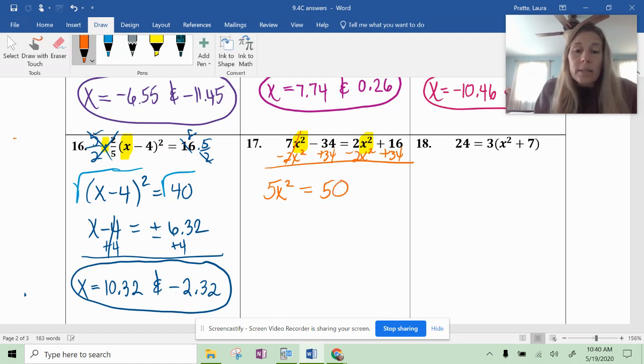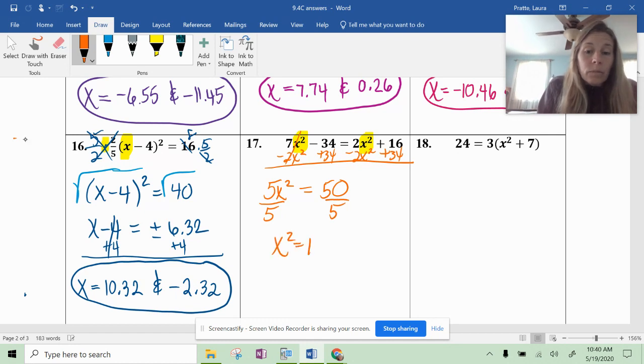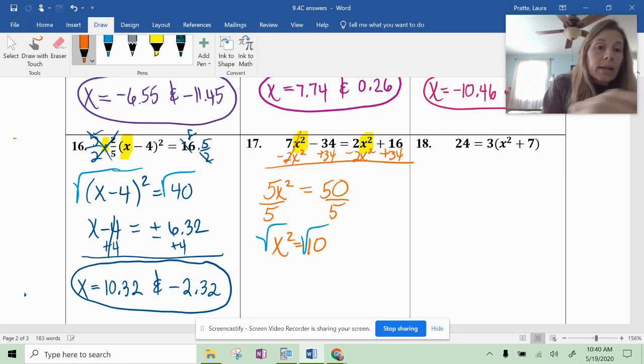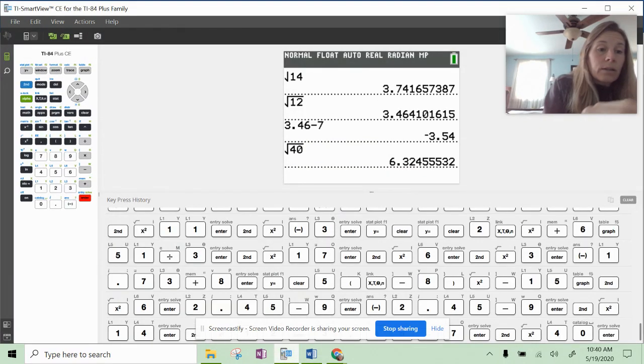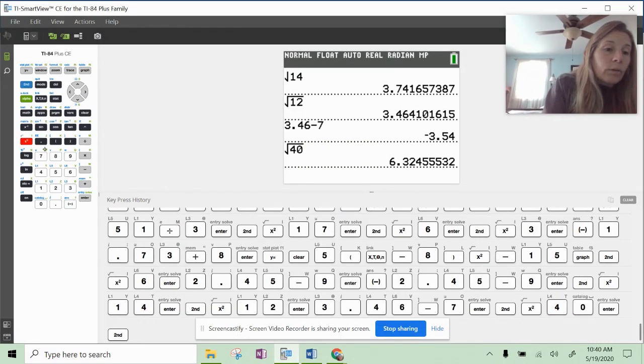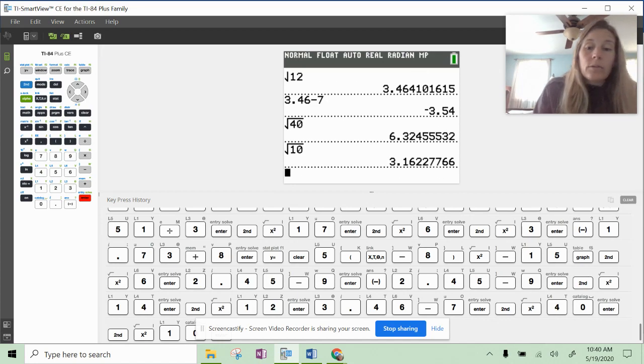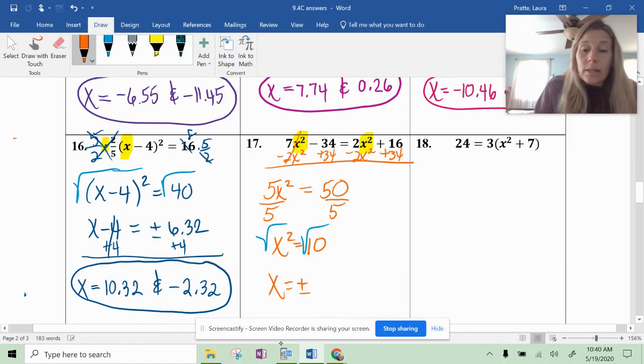And then we're back to just a simple basic problem where we're going to get x squared by itself. So I'm going to divide by 5, which gives me x squared equals 10. Then I'm going to square root both sides. So x will equal positive and negative, and then the square root of 10 I'm going to do on my calculator. Round to the nearest hundredth, so 3.16.